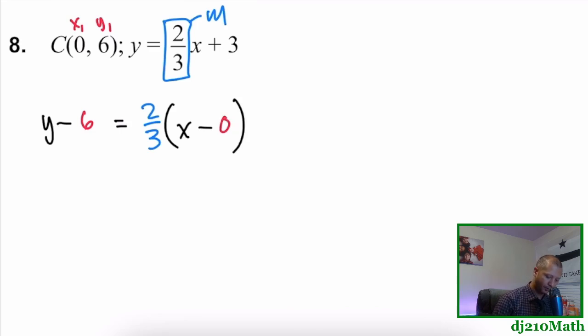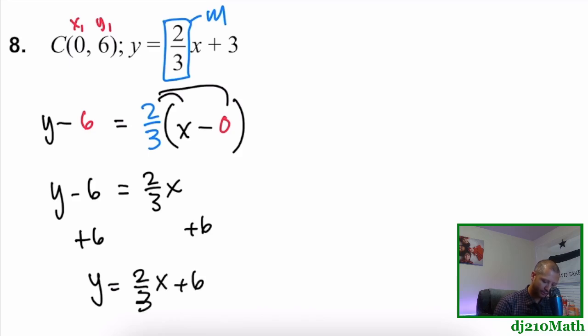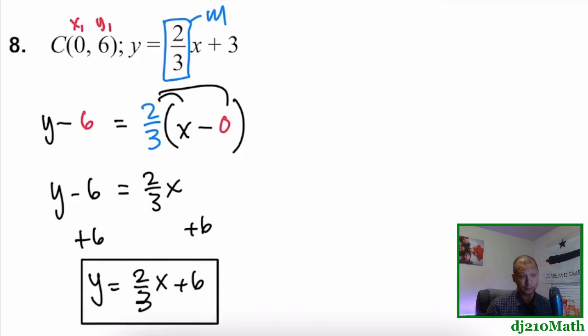Okay, solving for y, y minus 6 is equal to, distribute the 2/3, 2/3 x, and 0 times anything is 0, so I'm not going to write anything. Getting y by itself, we add 6 to both sides. Therefore, y is equal to 2/3 x plus 6. And there's the line parallel to the given line through point (0, 6).